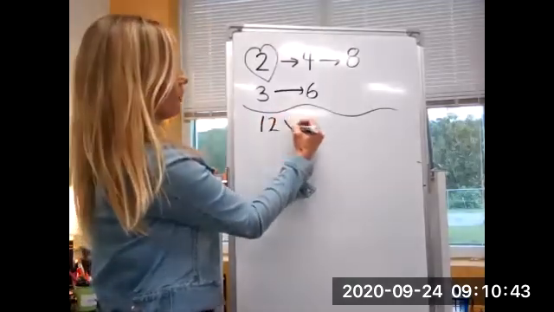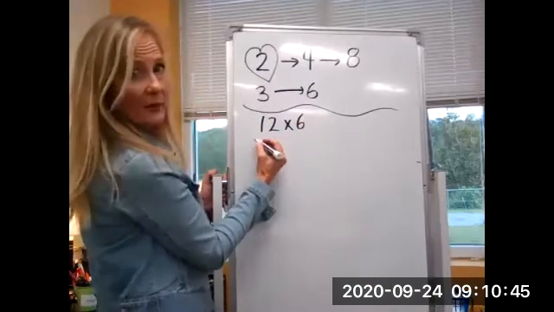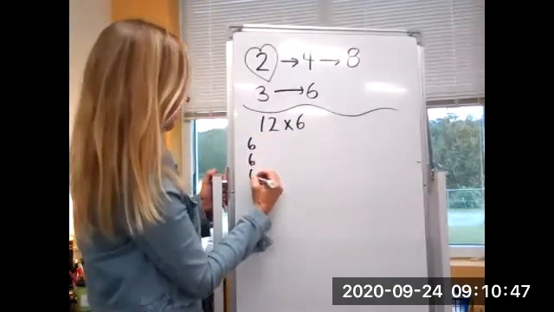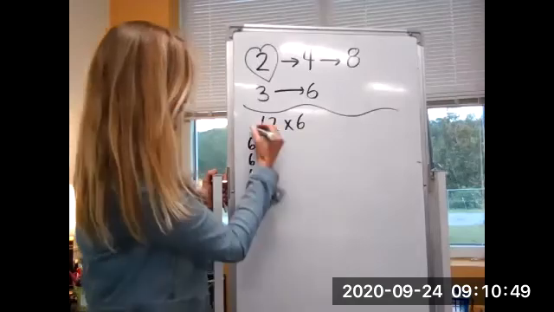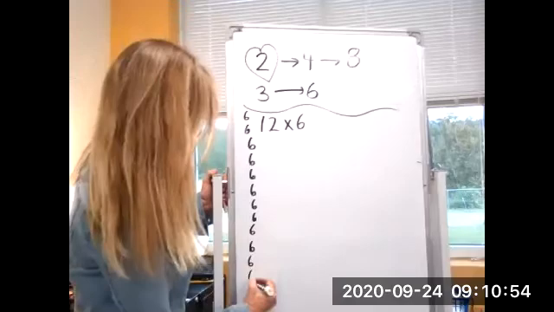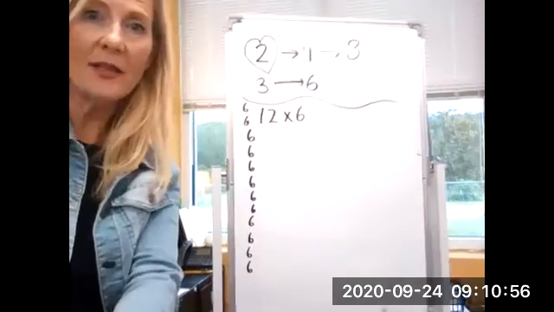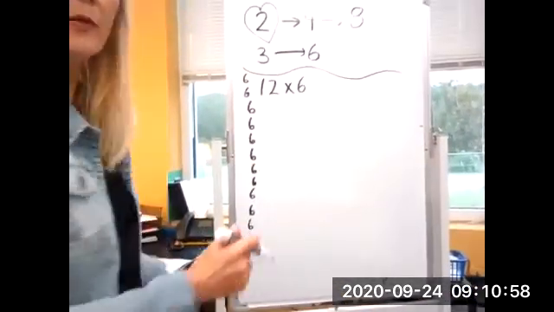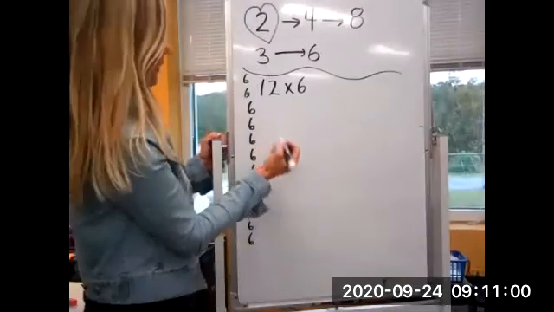Let's take the example of 12 groups of 6. Really what that is: 1, 2, 3, 4, 5, 6, 7, 8, 9, 10, 11, 12. 12 groups of 6, that's what it is, right? I could count them one by one, but that would be no fun at all.